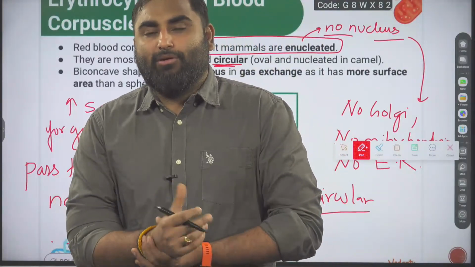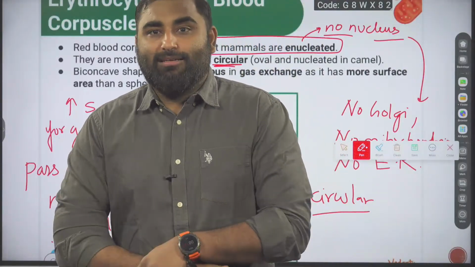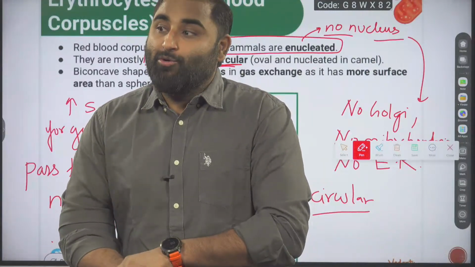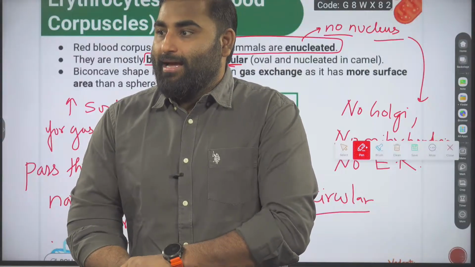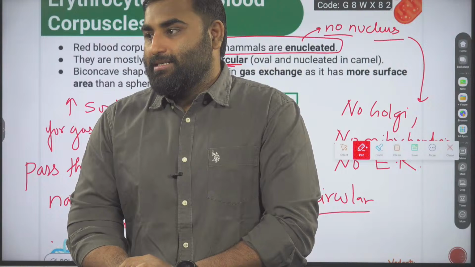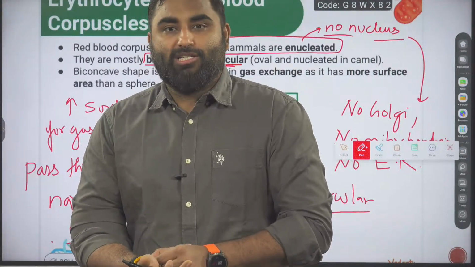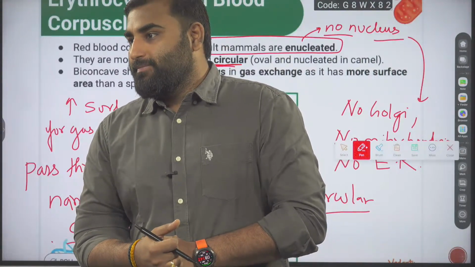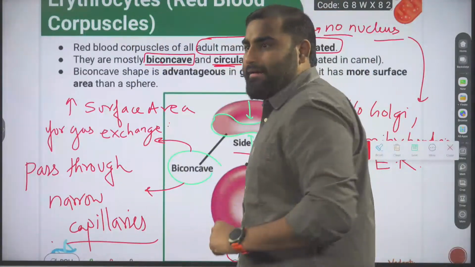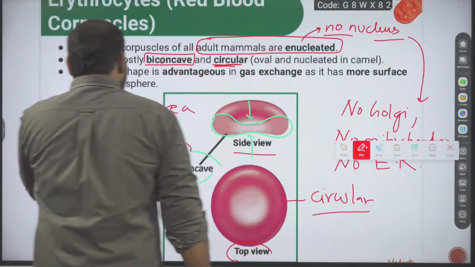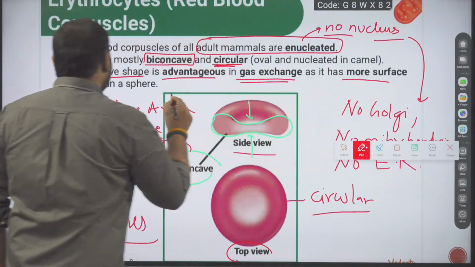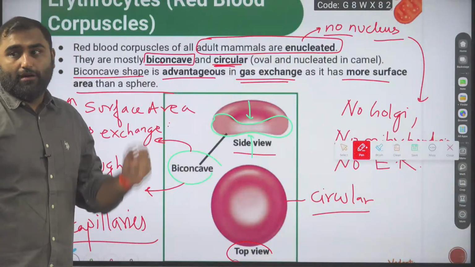RBC, since it doesn't have the mitochondria, carries the oxygen, but it cannot use the oxygen because there is no mitochondria. So it will be doing glycolysis. Okay, and then with the glycolysis, they are getting the energy. Anaerobic respiration they are doing and gaining the energy. Right? Are we clear, guys, with this? Next. So biconcave shape has what advantage in gas exchange, as it has more surface area than a sphere.